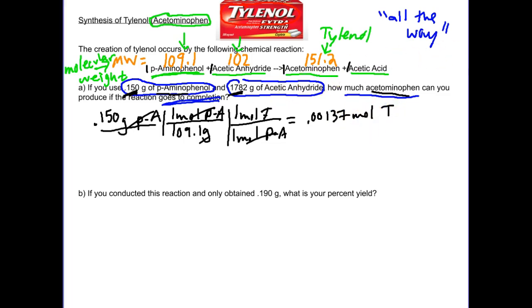Let's go ahead and do the same thing now with the other compound, the other reactant, 0.1782 grams of acetic anhydride. I'm just going to abbreviate AA. So now I'm dealing with this, the acetic anhydride.